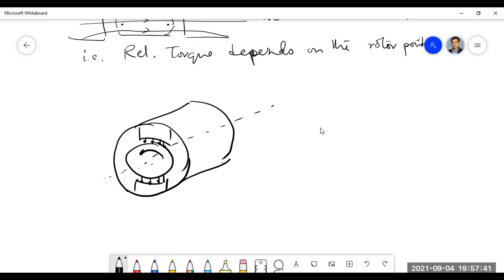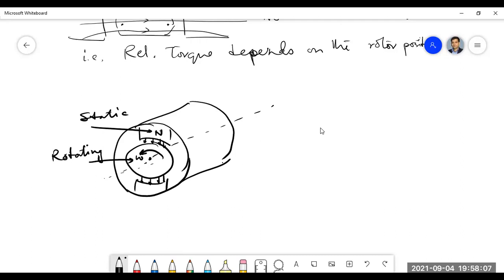Now here you see the flux is flowing radially. Suppose this is the rotating part and this is the static part. This is the static portion of the machine and this is the rotating portion of the machine. Okay, got my point. Now your flux is passing radially.